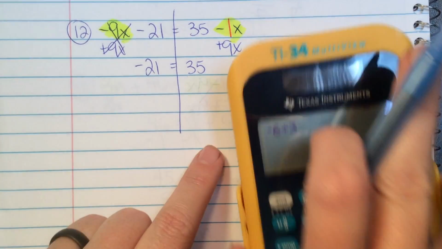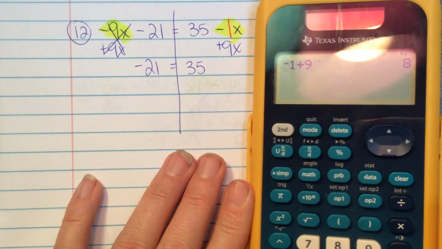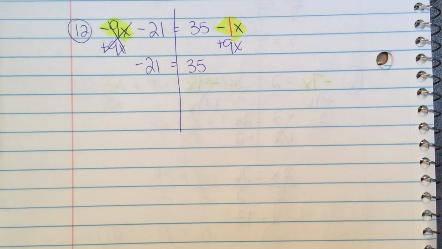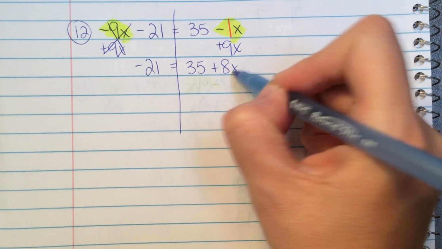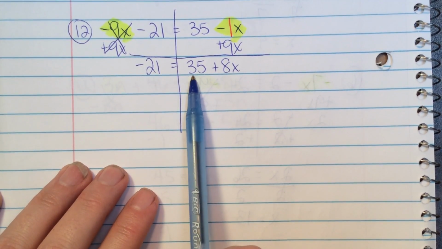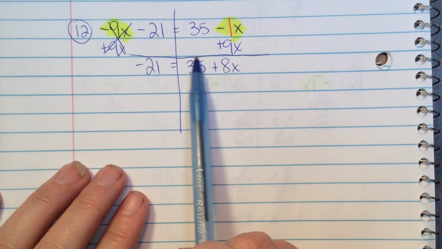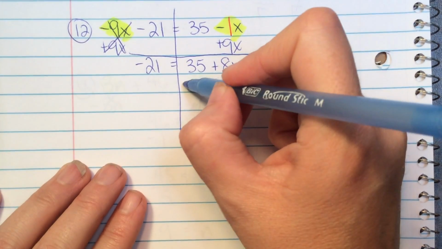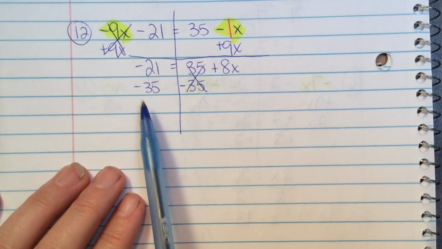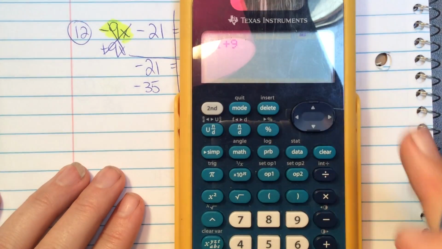So in my calculator, I'm going to take negative 1 plus 9, and it's going to give me positive 8. So I have negative 21 equals 35 plus 8x. Now I need to get rid of this 35, so I'm going to subtract it from both sides. Now I have negative 21 minus 35. So I'm going to do that in my calculator.